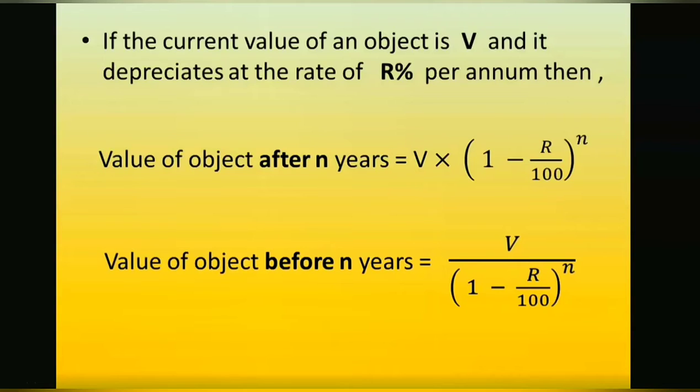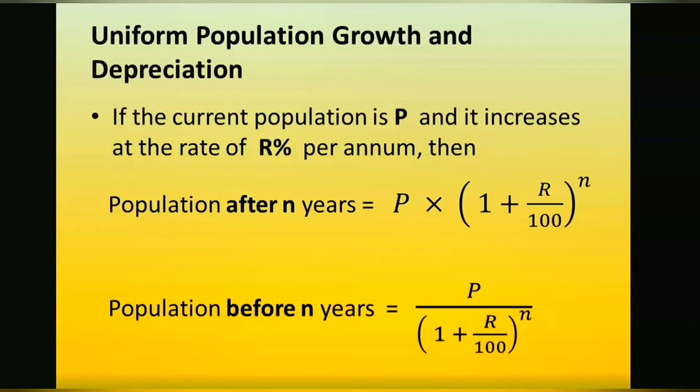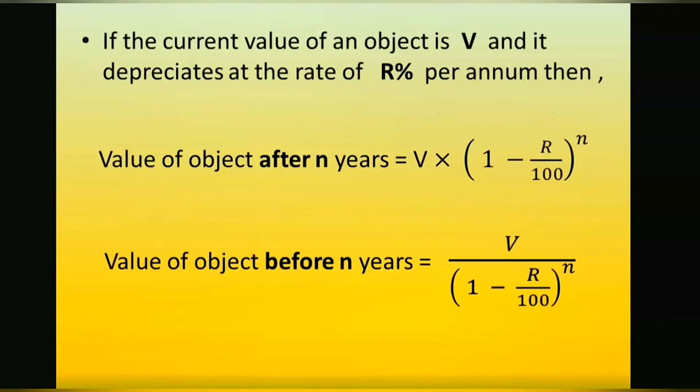So there are 4 formulas. How can we remember these 4 formulas? Notice that if it is increasing at the rate of R%, we use the plus sign. And if it is decreasing or depreciating at the rate of R%, we use the negative sign.